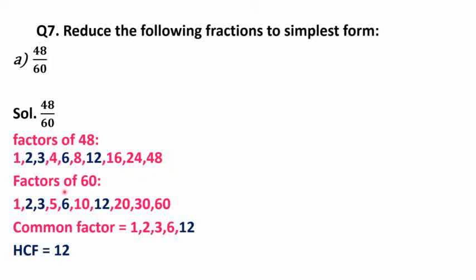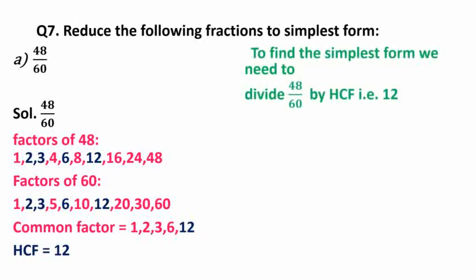And similarly for factors of 60, I have written all the factors of 60, you can see here, and the common factors we get in both of these are 2, 3, 6 and 12. So highest common factor is 12 over here. Okay, so you can see here we get highest common factor as 12.